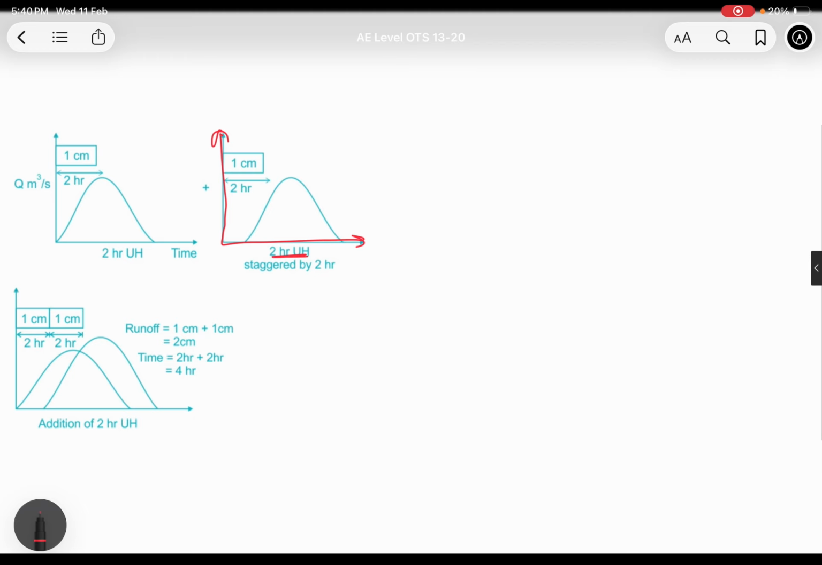Two-hour UH staggered by 2 hours. Two-hour UH runoff 1 plus 1 is 2 centimeter, time 2 hours plus 2 hours is 4 hours. The difference between the two is 2 hours, with 1 centimeter. Okay.